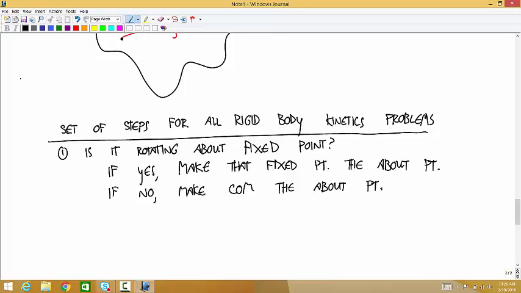There are still going to be times when, if you have an object that doesn't have a fixed point, so your about point is going to be the center of mass, there are still times that you need to use the parallel axis theorem. Can you think of how that would come up?